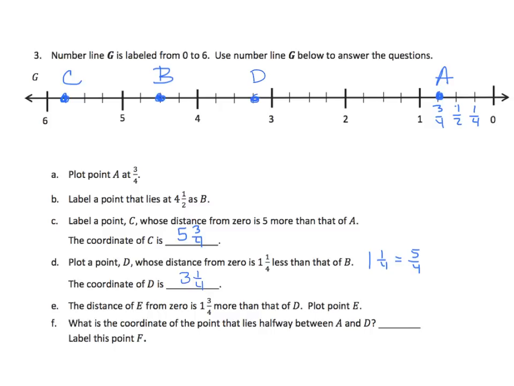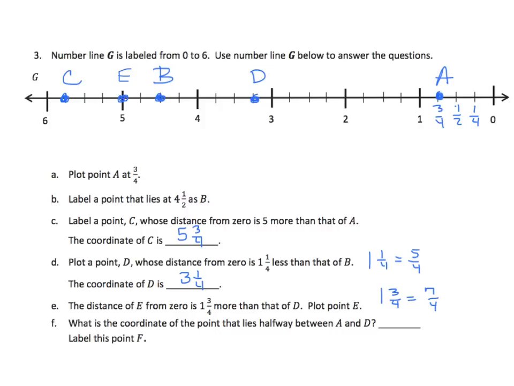The distance of E from 0 is 1 3/4 more than that of D. Plot point E. Well, 1 3/4 equals 7/4. So we'll need to go up 7 of those tick marks. So we'll find D and go 1, 2, 3, 4, 5, 6, 7. We'll label that. And we have E.